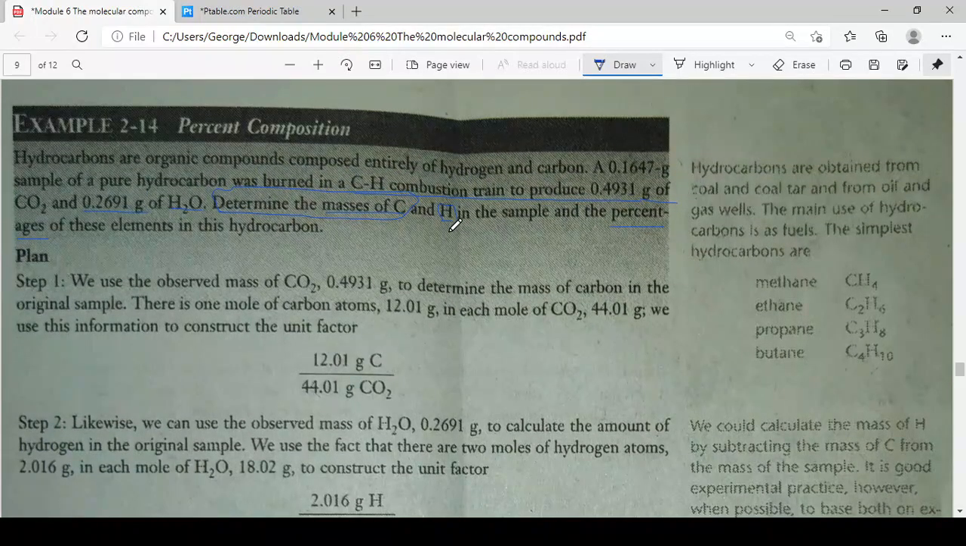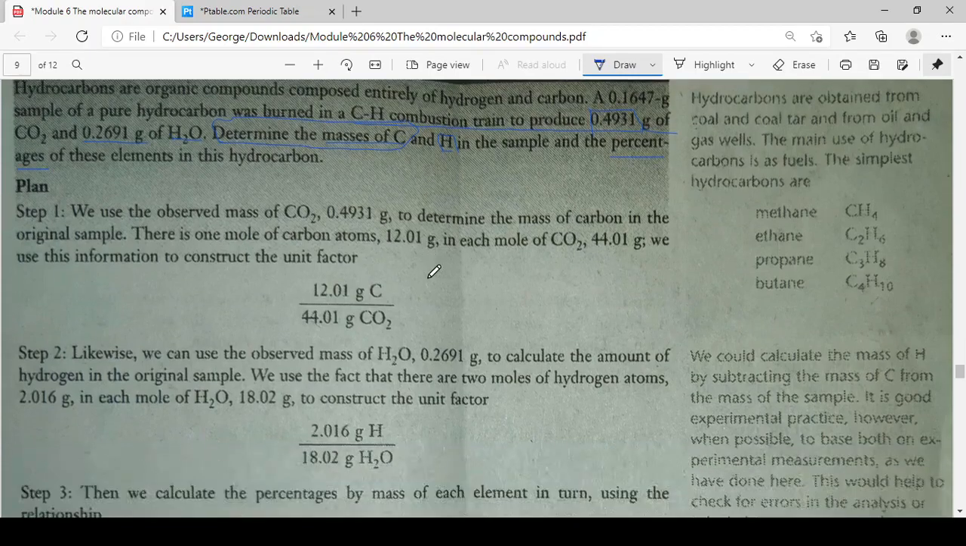Step 1. We use the observed mass of carbon dioxide. The given mass is 0.4931 grams. It is the observed mass of carbon dioxide. To determine the mass of carbon in the sample, there is 1 mole of carbon atoms, 12.01 grams, in each mole of carbon dioxide, 44.01 grams. We use this information to construct our unit factor. So this is its unit factor.